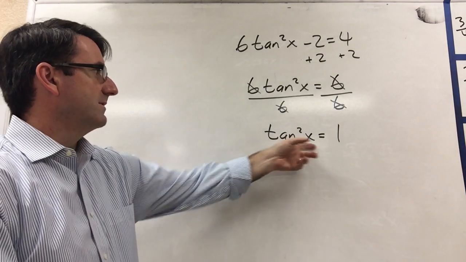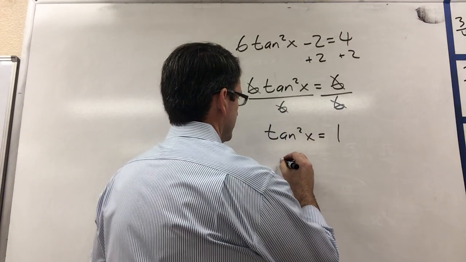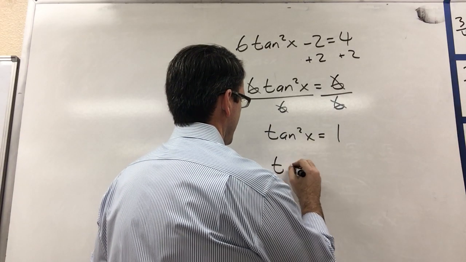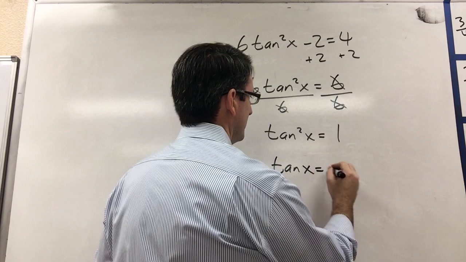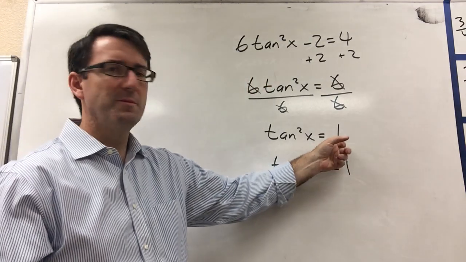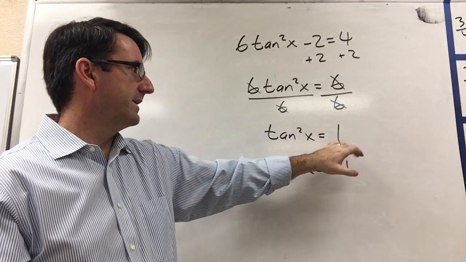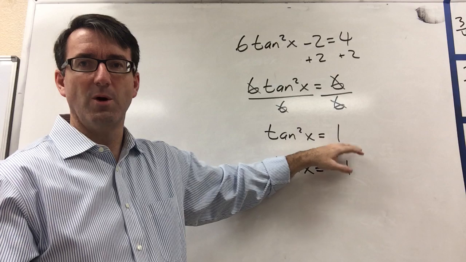All right, now to get tangent by itself, let's take the square root of both sides. So that's going to give us tangent of x is equal to plus or minus 1. Don't forget that. Sometimes people forget the plus or minus when the square root is a whole number.